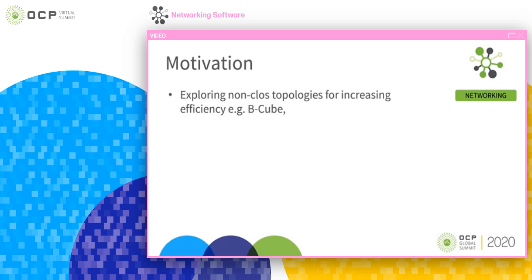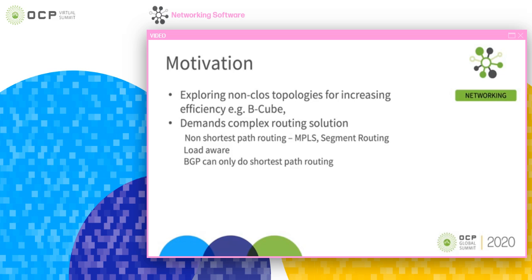To address the inefficiency of Clos, we are exploring alternate non-Clos topologies such as BQ. They offer efficient networks with fewer devices and interconnects, but supporting the same number of end hosts. The discussion for non-Clos topologies is outside the scope of this presentation. However, the non-Clos topologies demand more complex routing solutions.